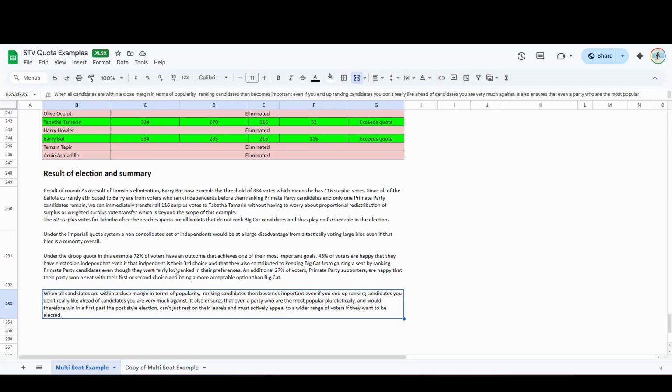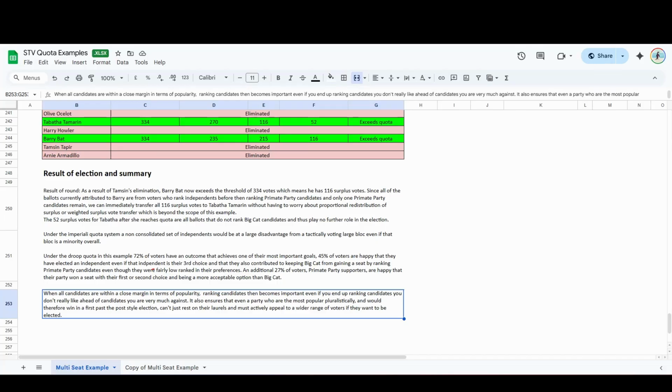And again, this is very simplistic, and it doesn't get into all of the nitty-gritty and the potential outcomes, and voters don't vote in this simplistic way as well. So it's just an example of why Imperiali is significantly less representative than other voting methods.